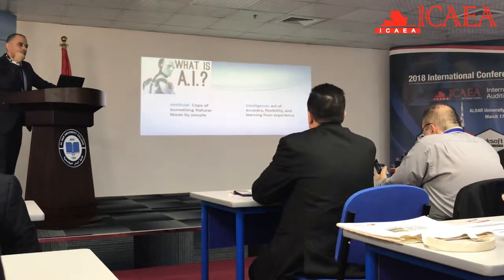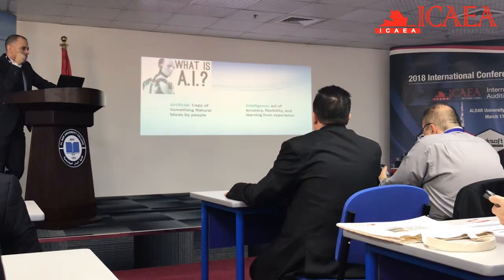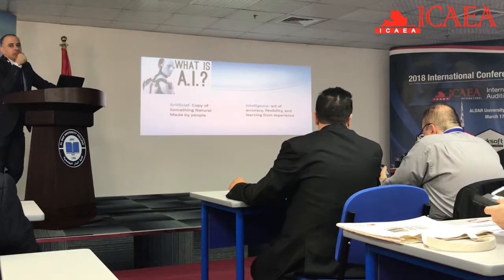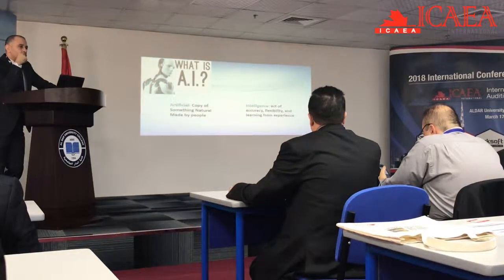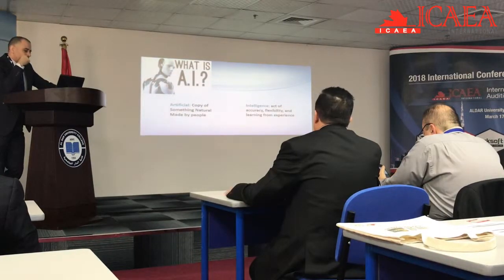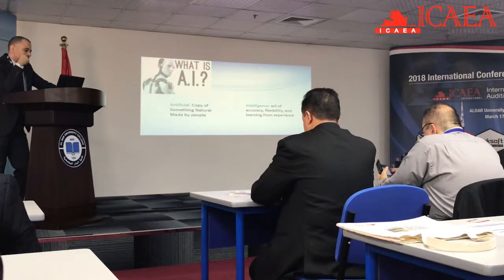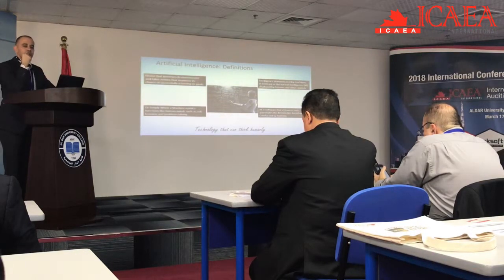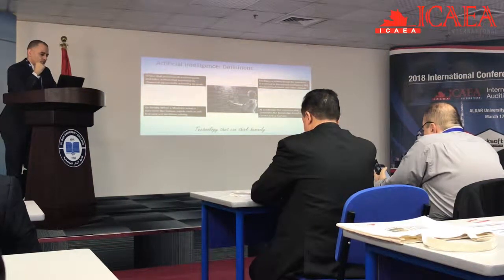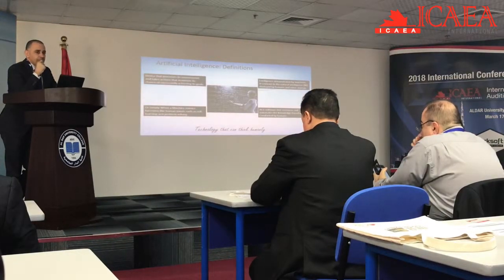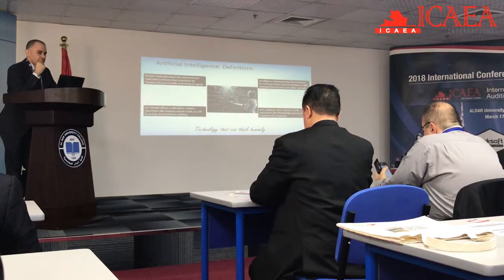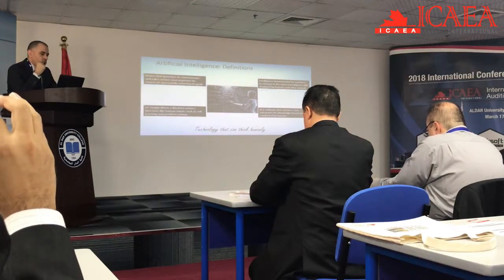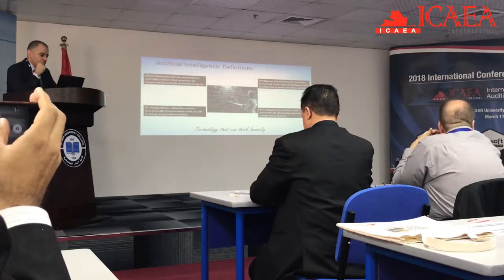Let me start first by defining the meaning of the word artificial intelligence. Artificial means a copy of something natural, which is usually made by humans. Intelligence is an act of accuracy, flexibility, or learning from experience. There are several definitions for artificial intelligence. As we can see, it might be a device or intelligence demonstration, which is an act again, or a software or machine that mimics human minds.